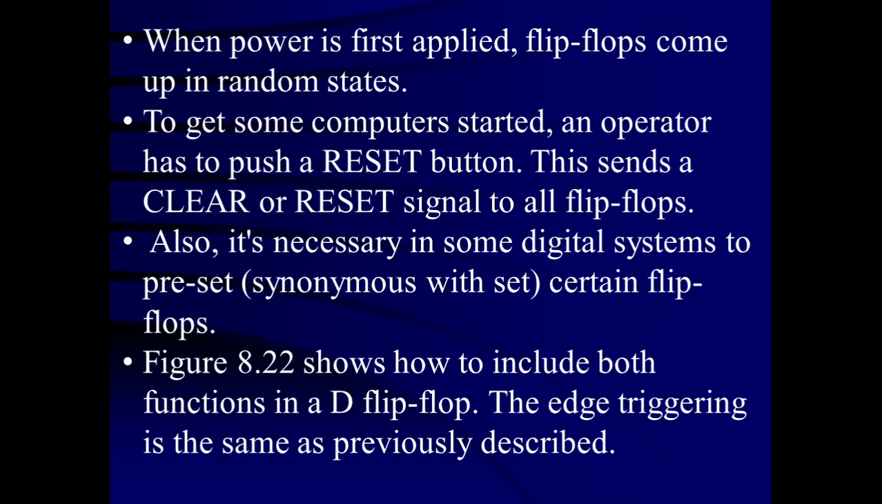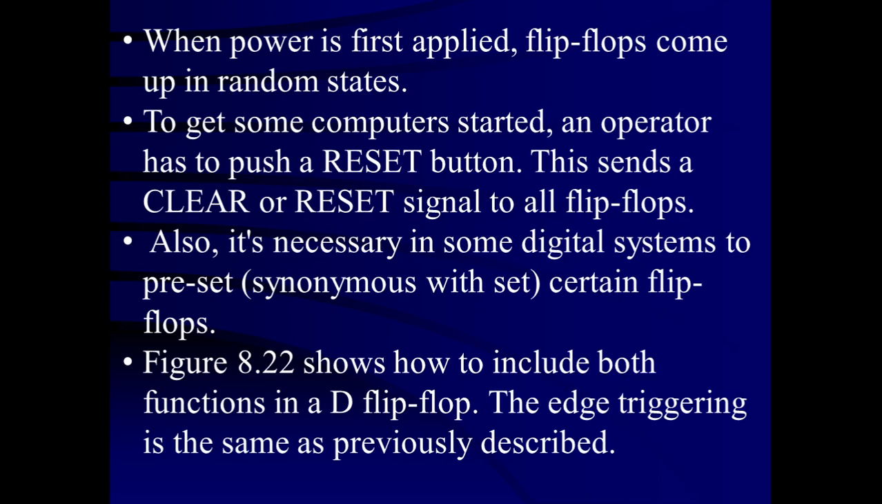Also, it's necessary in some digital systems to preset or synchronize certain flip-flops. So sometimes it is required that all the flip-flops start initially with the preset. That means the Q should be 1 for all the flip-flops, and that is also one of the important things for the initial conditions. So either all the flip-flops should be reset or all the flip-flops should be set, and that kind of arrangement is required. Figure 8.22 shows how to include both these functions in a D flip-flop.